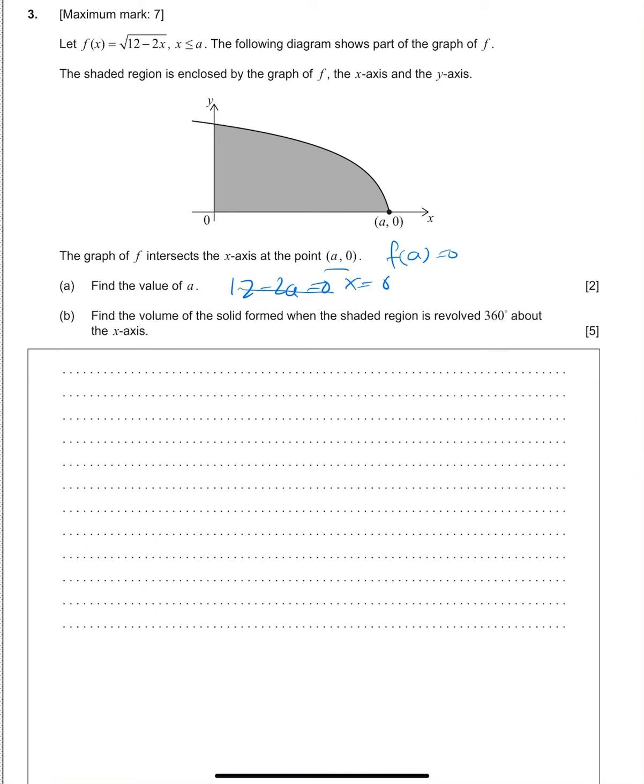Because more specifically here, they're asking us for the value of a. So we want to show that f of a is 12 minus 2a. And if that's equal to 0, 12 minus 2a is equal to 0, so a is equal to 6. It's the same idea, but you want to make sure you put in the a.